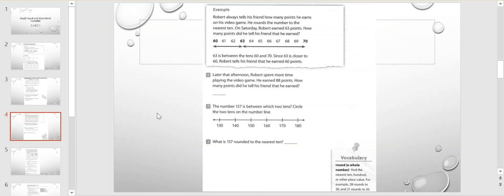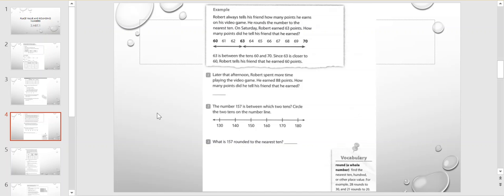Number 1, later that afternoon, Robert spent more time playing the video game. He earned 88 points. How many points did he tell his friend that he earned? Go to the 8 that's in the tens place and underline it. Then check next door at the 8. The rhyme: 0 to 4, stay on the floor. 5 to 9, climb the vine. Is 88 going to stay on the floor at 80, or is it going to go up to 90? Write your answer on the blank.